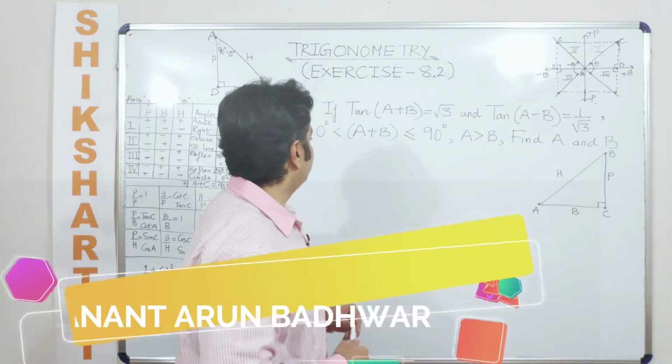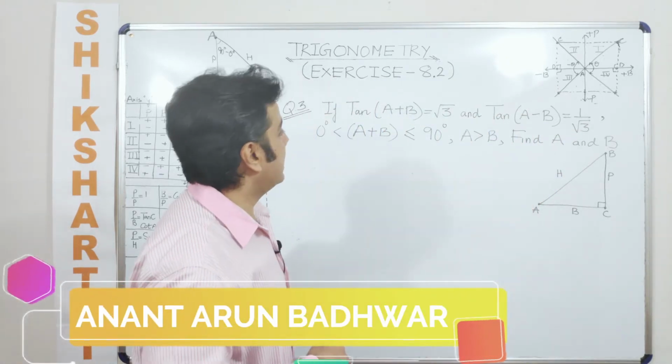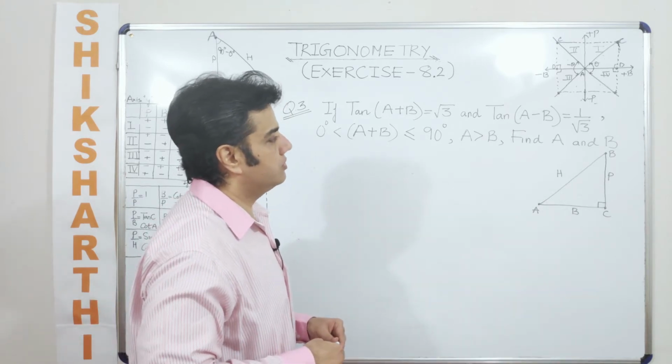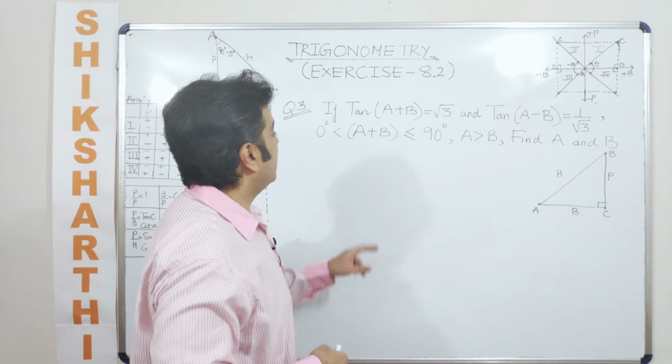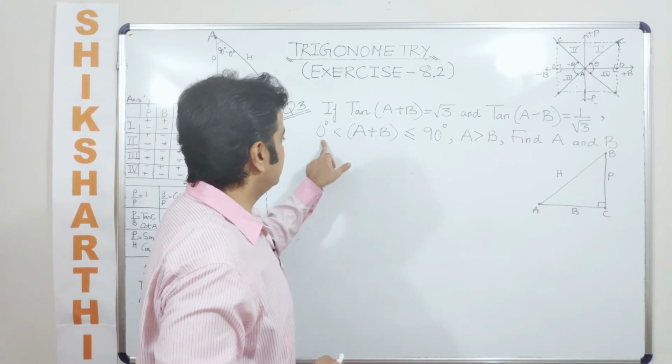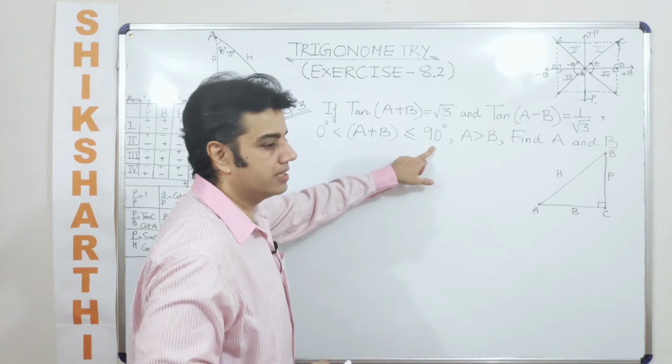So in question number 3, it is given that if tan of A plus B is equal to root 3 and if tan of A minus B is equal to 1 by root 3, and it is already mentioned that the sum of these two angles is greater than 0 degrees and less than or equal to 90 degrees.